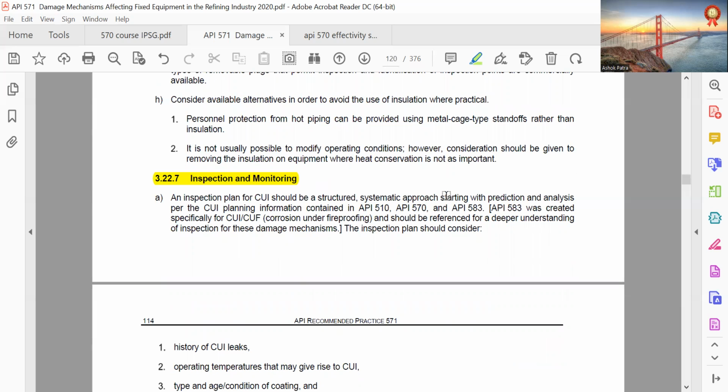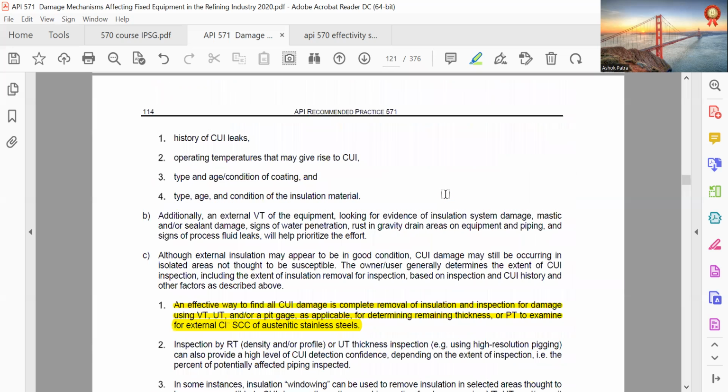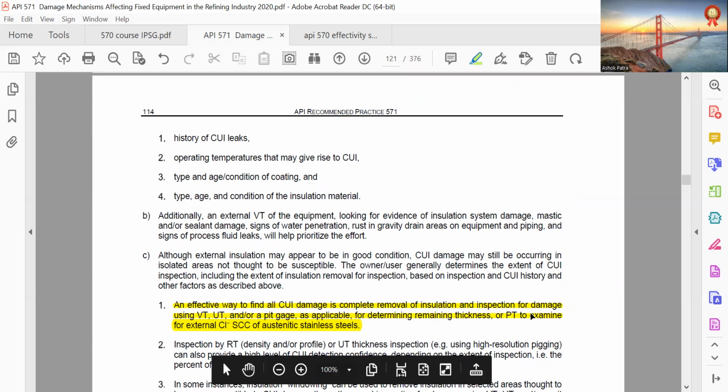Inspection and monitoring. An effective way to find CUI damage is complete removal of insulation and inspection for damage using VT, UT, and/or a pit gauge as applicable for determining remaining thickness, or PT to examine for external chloride SCC of austenitic stainless steel.